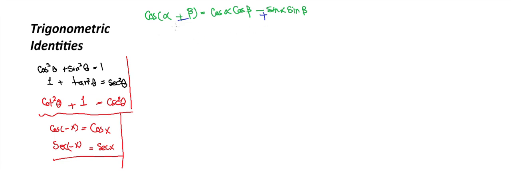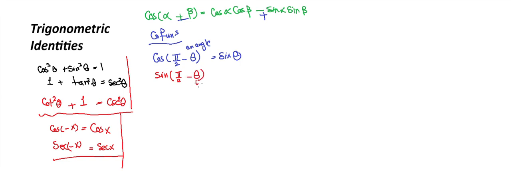Also we said, using co-function identities, if you still remember: if I have cosine of pi over 2 minus an angle, let's say theta, this is any angle, so it's going to be sine of this angle. If I have sine of pi over 2 minus theta, it's going to be cosine theta. Doesn't matter what's the name of the angle.